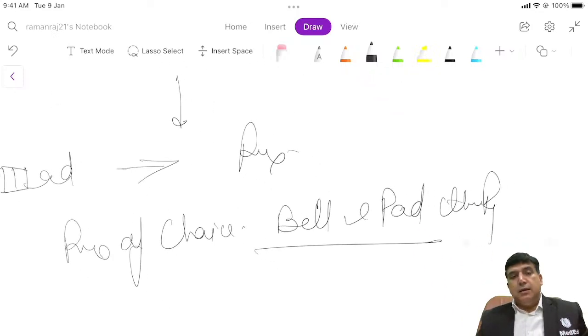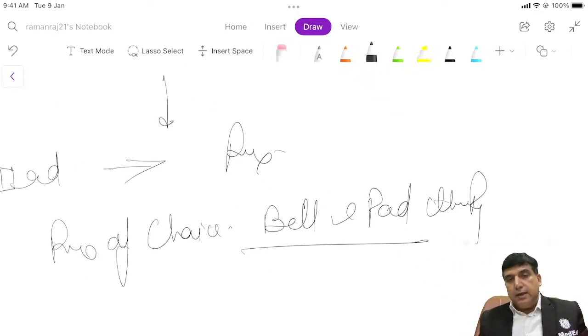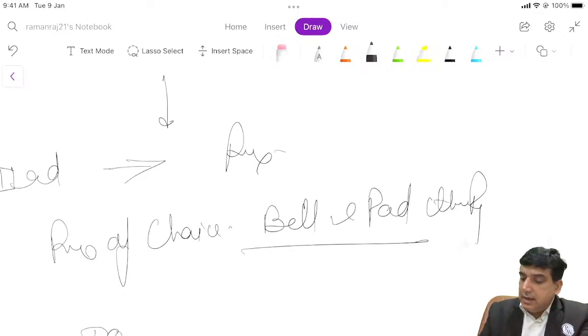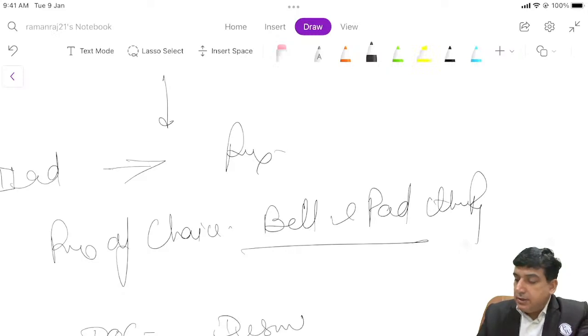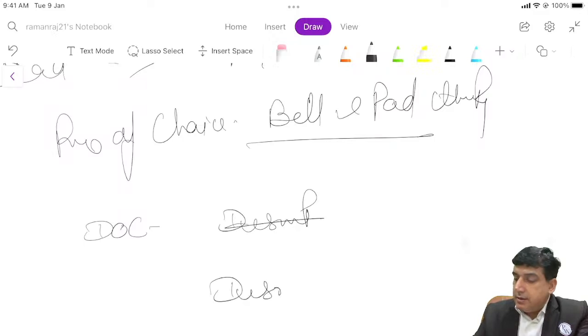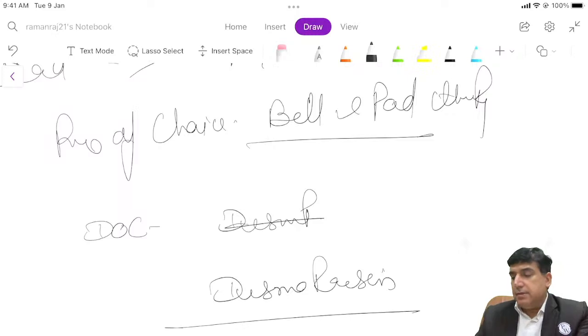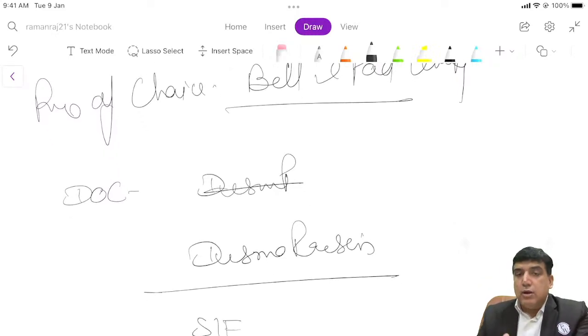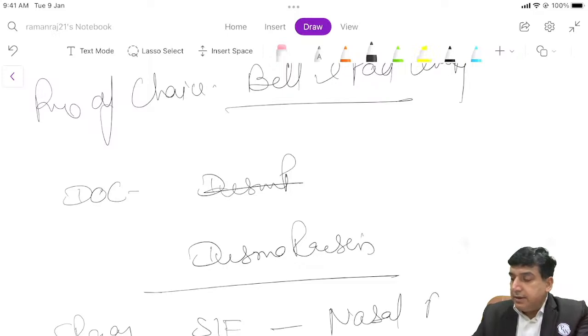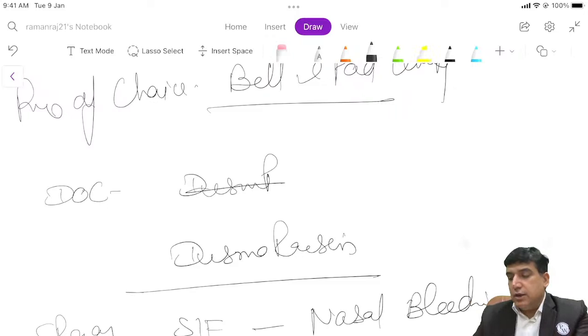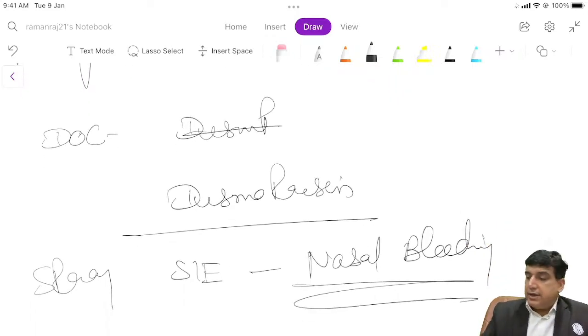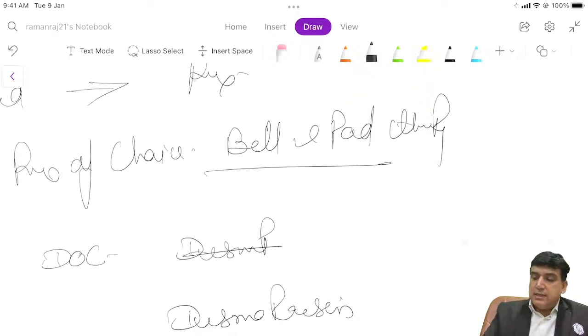In pad therapy, the child wears a diaper with a bell, and when he passes urine, there is a circuit, and because of that the bell buzzes. This is classical conditioning, and the bell and pad therapy is the treatment of choice. If they ask you the drug of choice, then your answer will be desmopressin. Before it was imipramine, now we give desmopressin. Initially we were giving the spray of desmopressin, but the serious side effect was nasal bleeding. So we started giving the oral medication. But desmopressin is the drug of choice. The treatment of choice is bell and pad therapy.